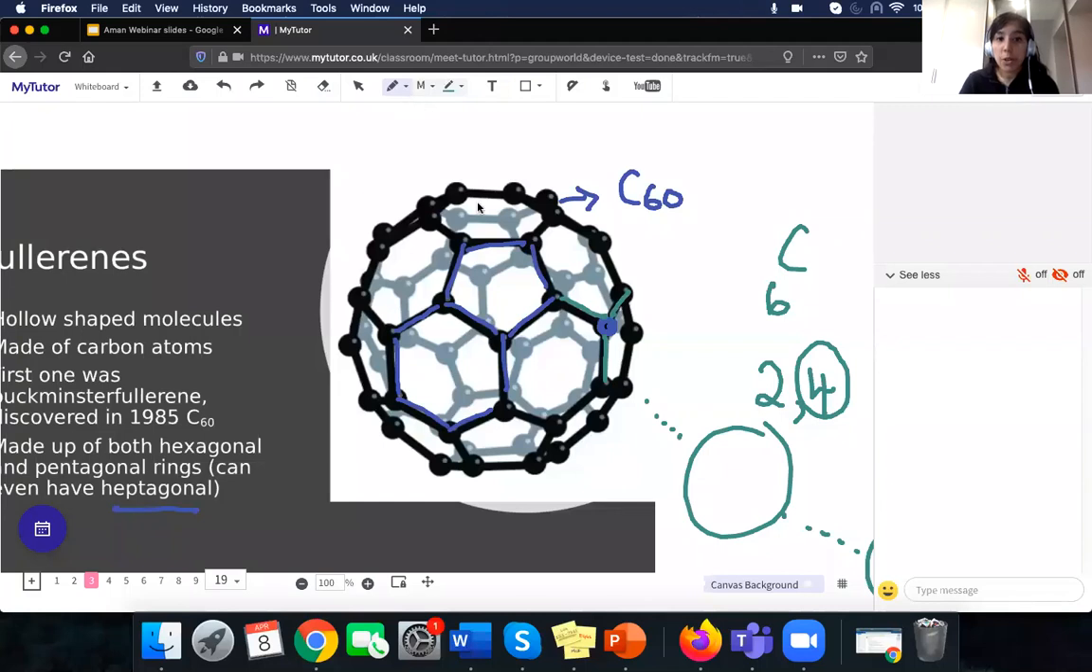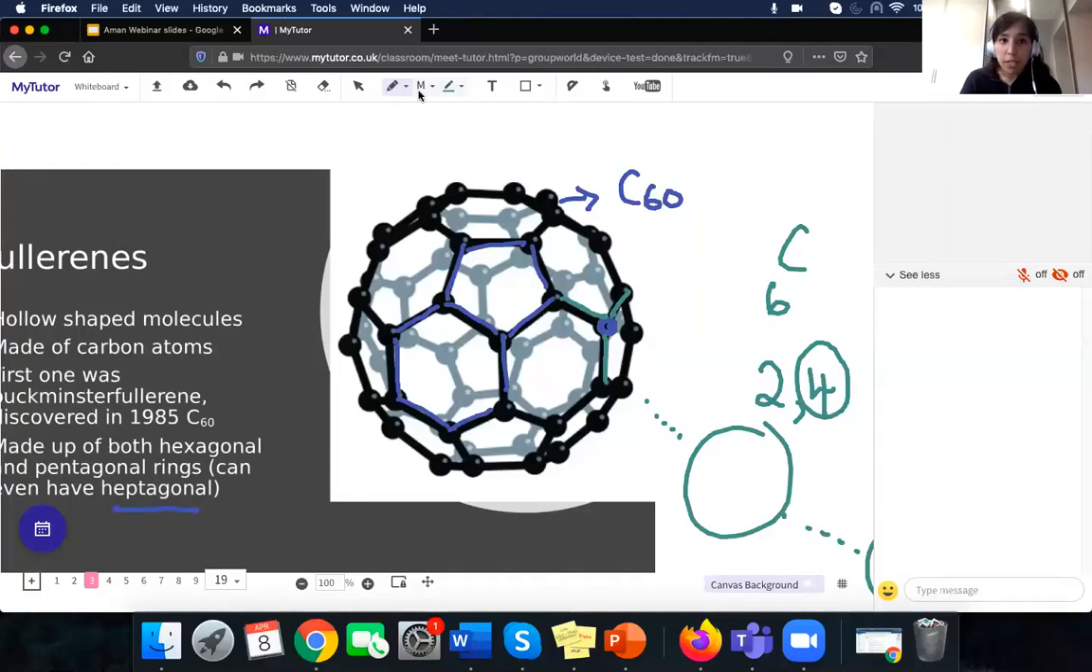Someone's asking, aren't nanoparticles a fullerene? We're going to go on to that in a second. There's a certain subtype of fullerene that are nano, what we call nanotubes. We're just about to go on to that. Someone's asking me, is this GCSE? Yep, this is GCSE Chemistry. We're currently looking at the subtopic structure and bonding, specifically at fullerenes.